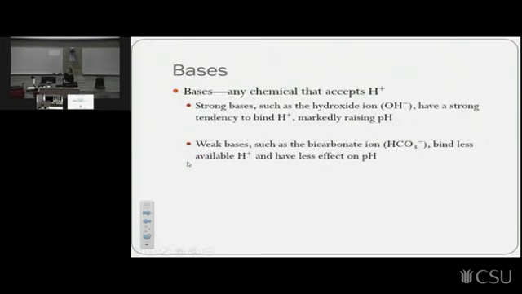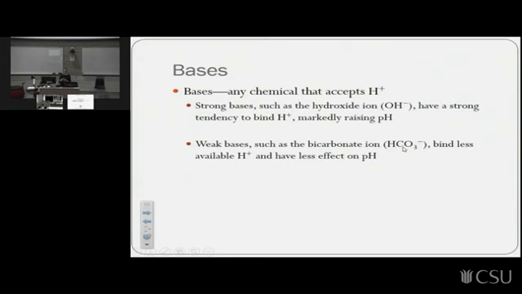Bases are any chemical that accepts hydrogen. So when we've got the strong acids that release the hydrogen ions, get rid of it, don't need it, happy to pass it along, the bases will then pick that up. So there are strong bases and there are weak bases. Strong bases, such as the hydroxide ion, have a strong tendency to bind hydrogen, which then markedly raises pH. So you can see homeostasis trying to keep that stable balance. Where we've got the strong acids losing hydrogen, we've got the strong bases that then pick it up. And then we've got the weak bases, such as the bicarbonate ion, HCO3, which bind less available hydrogen and then have less effect on pH.